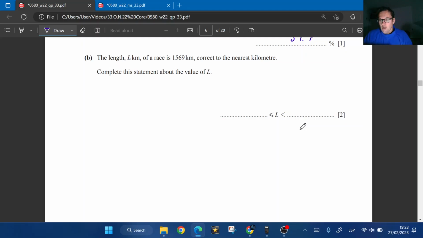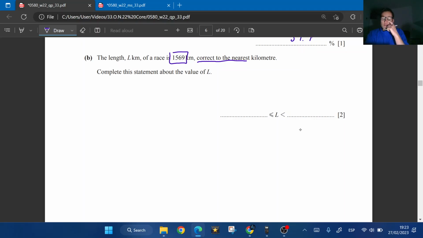The length L kilometer of a race is 1,569 kilometers. This must be still Alaska where they do those dog sled races. Correct to the nearest kilometer. When you see these words, correct to the nearest, it means this number has been rounded. Okay, so that's not the actual answer. The actual answer was a number and they rounded it to that.